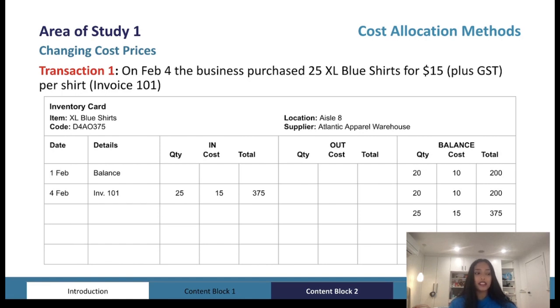But the main difference is under the balance column. So there are two lines for the balance of inventory on hand. The two cost prices have been listed separately. So we have kind of two batches of inventory. We have the first batch that we already had on hand, which is 20 extra large blue shirts that were valued at $10 per shirt for a total of $200. And we have the second batch of inventory, which is 25 shirts at $15 per shirt for a total of $375.